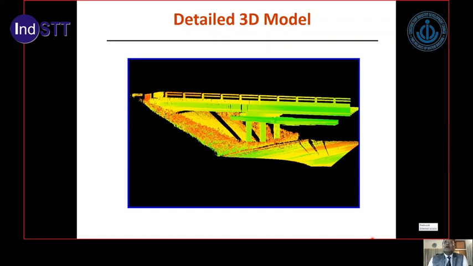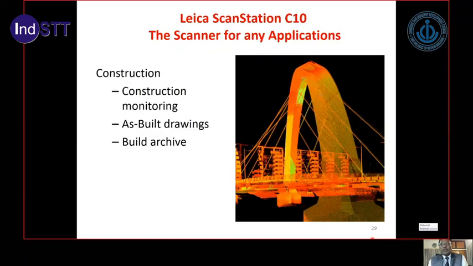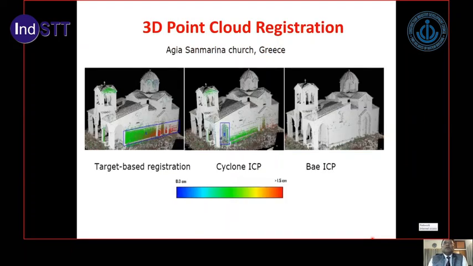So this is again the terrestrial laser scanner being used for the monitoring of the construction of the dam. Now is the bridge side. From 3D point cloud data, one can create these kinds of 3D models. Second, what you see is Cyclone. Second picture, Cyclone ICP. Cyclone is the name of the software, and BA is the name of the software. The software has been used to recreate the complete building of the church.